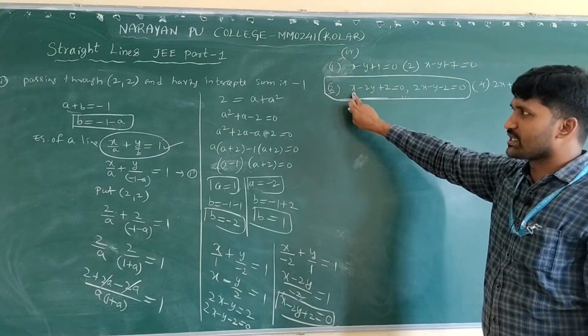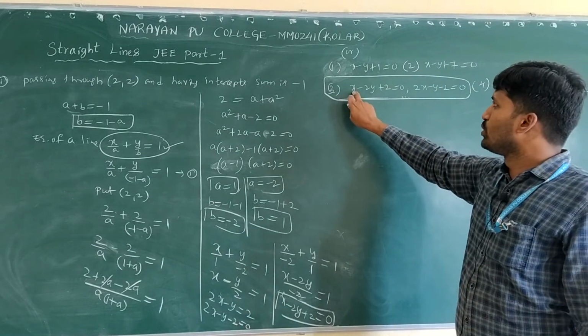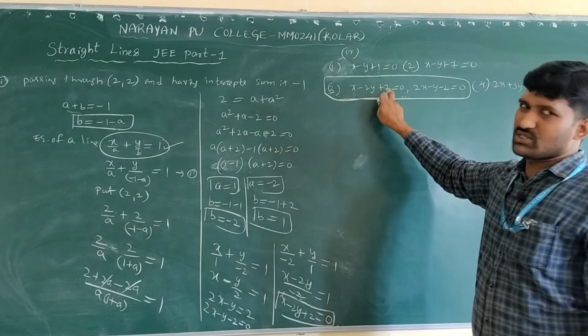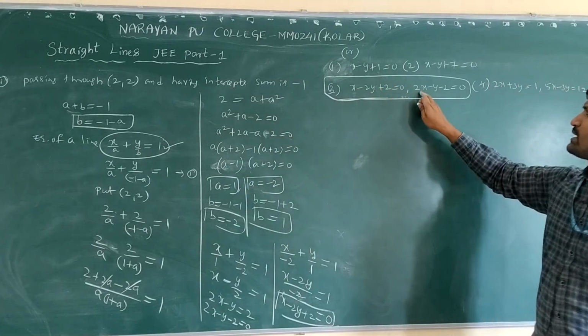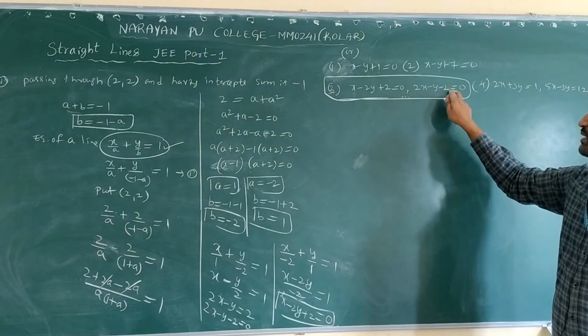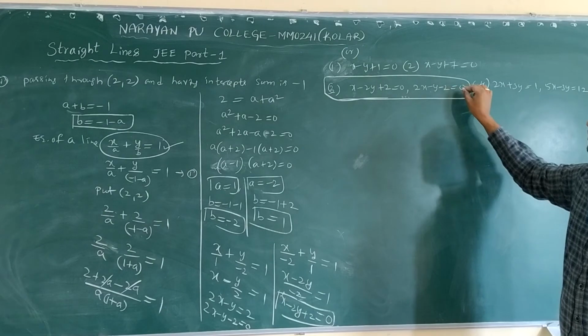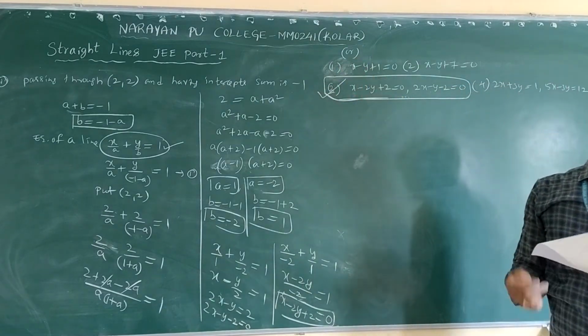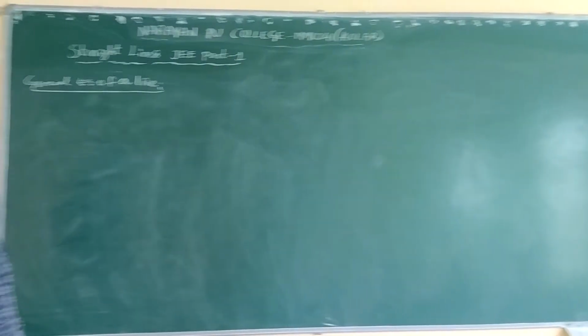If you substitute here x value 2, y value 2, minus 2 into 2 minus 4, 2 minus 4 is minus 2, plus 2, 0 equal to 0. Similarly here also, 2 into 2, 4, y value minus 2, minus 2 minus 2 minus 4, 0 equal to 0. Okay, that's why option 3. You can go through verification, it is best.